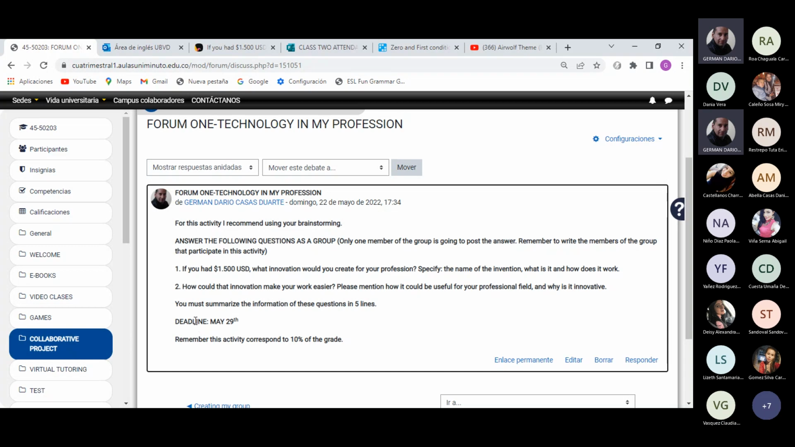Okay, the deadline for this activity, pay attention, is May 29th. This is very important. Keep in mind this, May 29th. Mayo 29, lo que me llegue el 30 ya no lo califico. Yes.